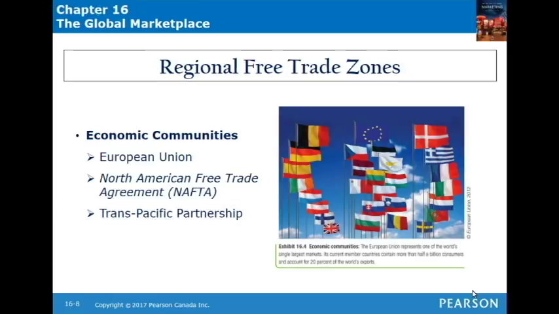Regional free trade zones. Economic communities: the European Union, the North American Free Trade Agreement (NAFTA), and the Trans-Pacific Partnership. Exhibit 16.4. Economic communities. The European Union represents one of the world's single largest markets. Its current member countries contain more than 500 million consumers and account for 20% of the world's exports.